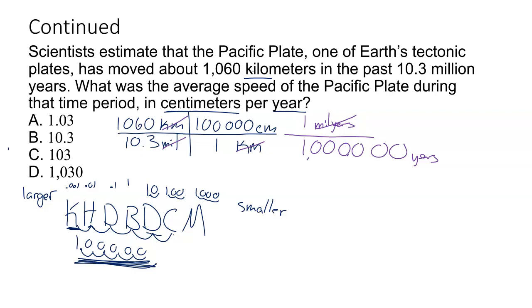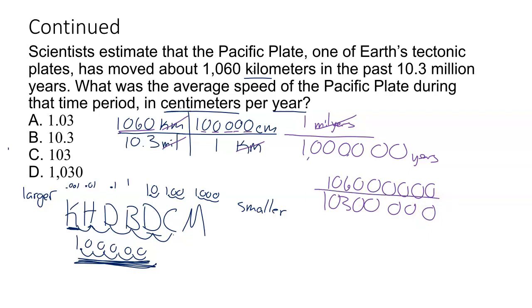Now, luckily, using millions of years and the metric base 10 unit, that's really easy multiplication. You don't need your calculator for that. 1,060 times 100,000 is 1,060 with 5 extra zeros: 1, 2, 3, 4, 5. And then 10.3 times a million is going to give me 10,300,000.